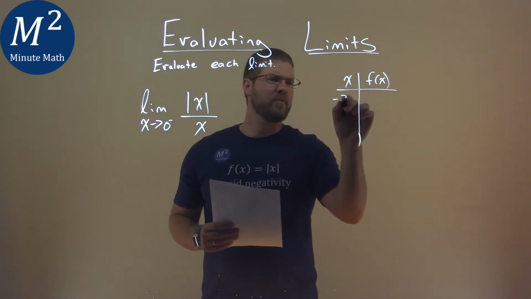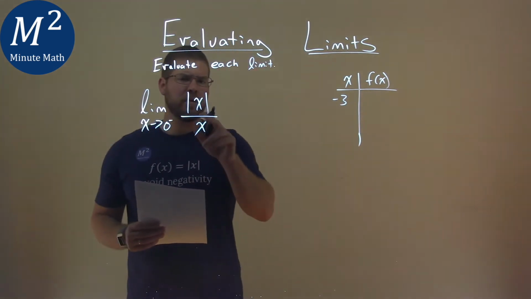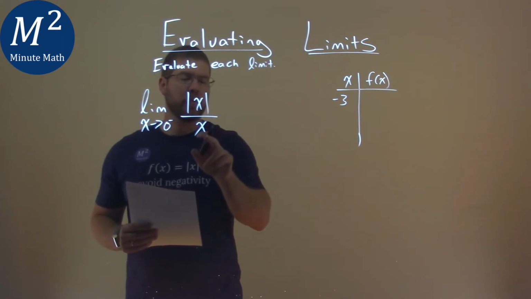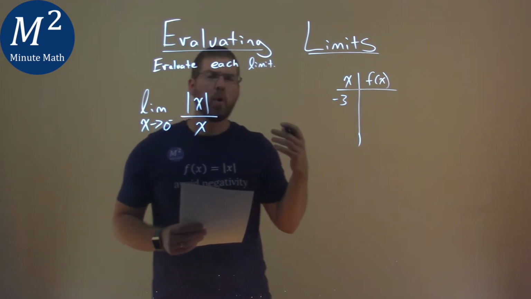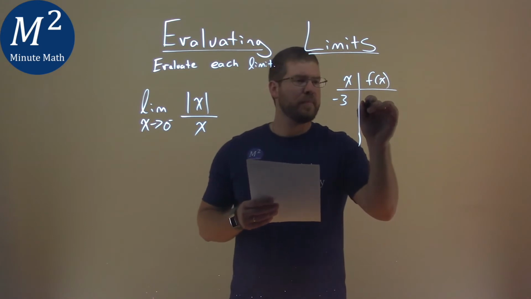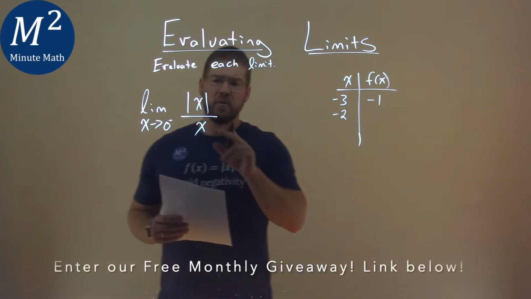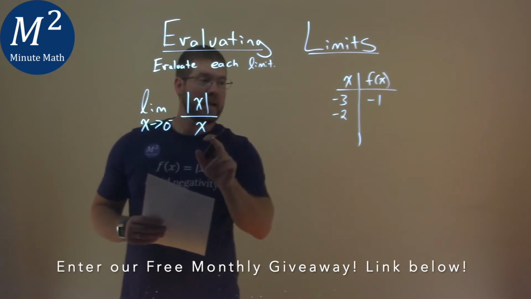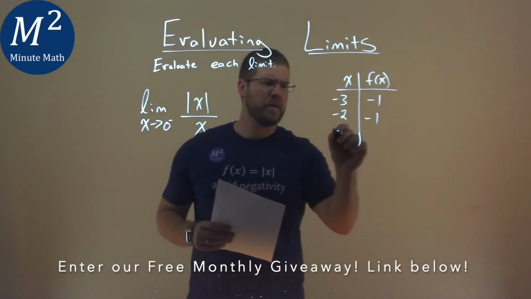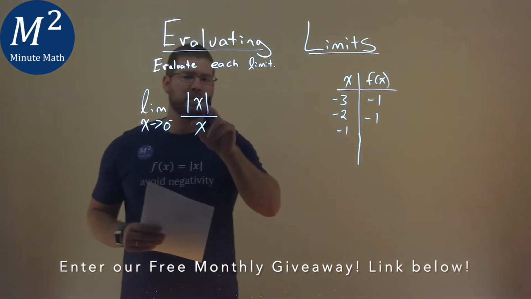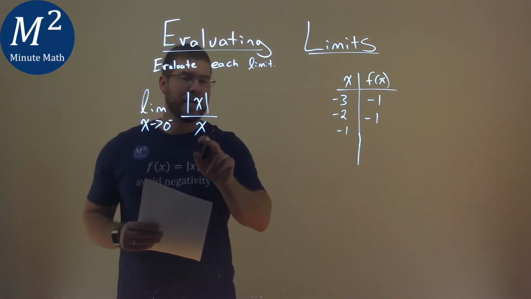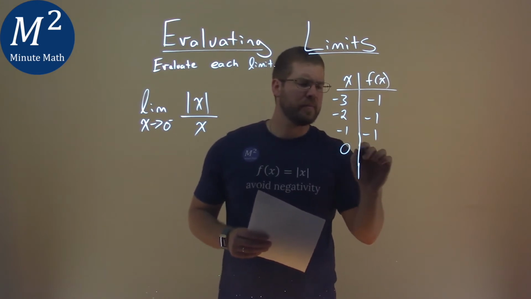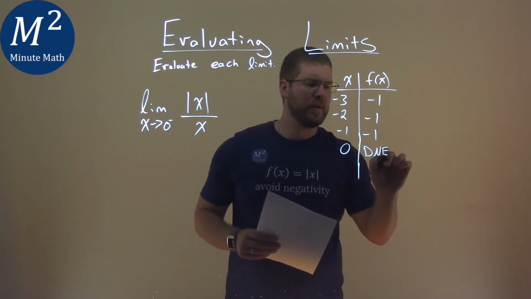If I put a negative 3 in for x, what happens? The numerator, negative 3, becomes a positive 3 with the absolute value, but we're dividing by negative 3. So the overall result becomes negative 1. If we plug negative 2 in, same thing: absolute value makes a positive 2, dividing by negative 2, negative 1. We do the same thing with negative 1. Up top it becomes a positive 1, divided by negative 1, negative 1. 0 we can't put in there. It does not exist. We can't divide by 0.